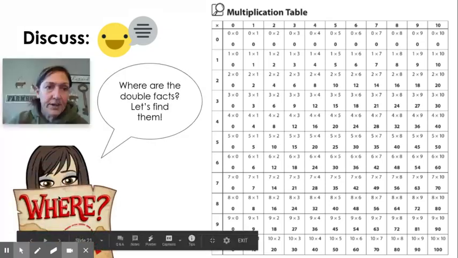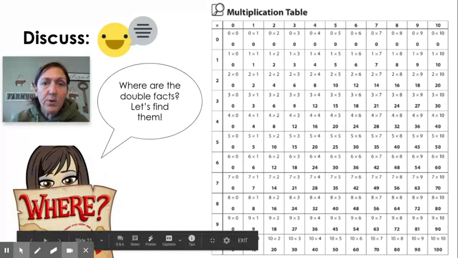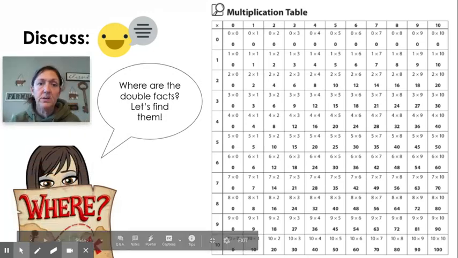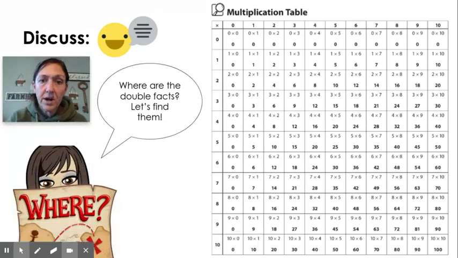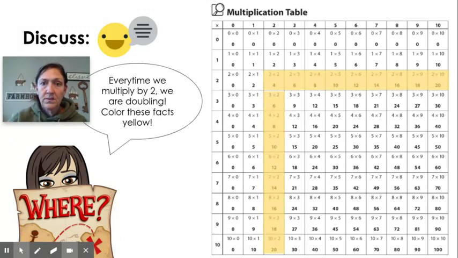All right, third graders, on page 57, I want you to try to find the doubles facts. Where are the doubles facts? There you go. The doubles facts are in the 2 row and the 2 column. When we double, we're multiplying times 2. Very good. Let's color those in yellow. Make your page look like my page.